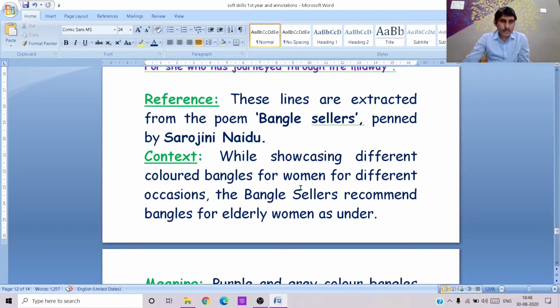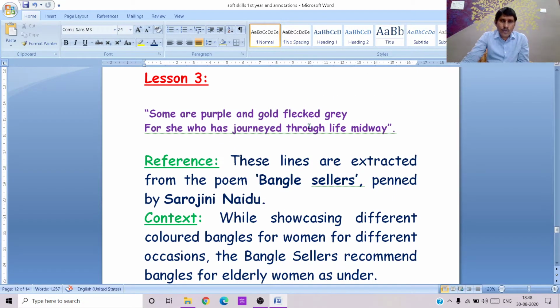Right. Lesson 3. Some are purple and gold flecked grey for she who has journeyed through life midway. Just by looking at the poetic lines, grey and midway, these two words rhyme. They have the same rhyme. They are rhythmic. There is a rhyme pattern, right? So who is talking to whom, from which particular poem or text or story these lines are taken, and what is the subject of the book, this we have to explore, right?